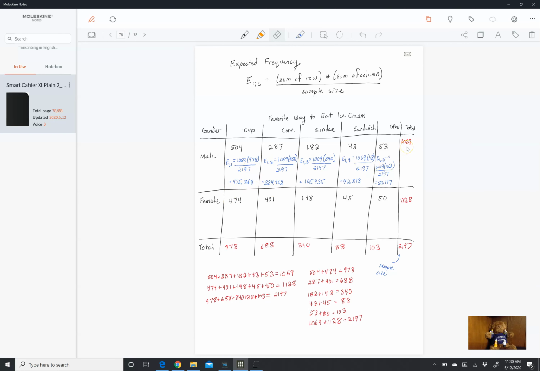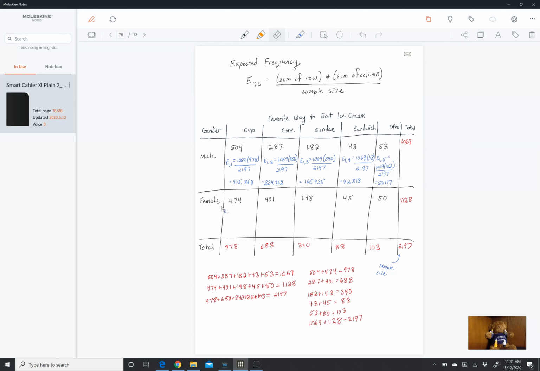You're using this number here. The sum of the column is the number that you see at the bottom. So you're never actually using the observed frequencies, which makes sense. The expected frequency comes before the observed frequency. You're not using what you asked people to come up with some sort of hypothesis.